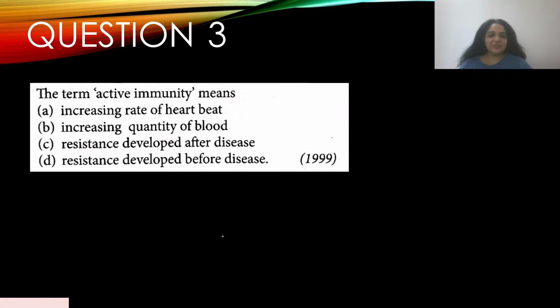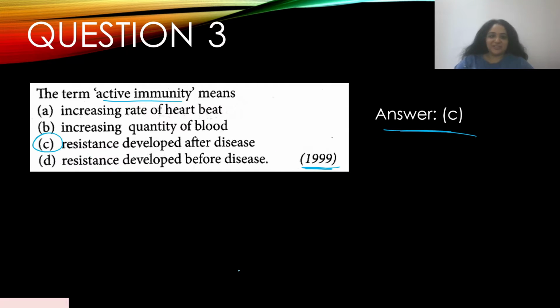Question number 3. The term active immunity means, and this appeared in the year 1999. A. Increasing rate of heartbeat. B. Increasing quantity of blood. C. Resistance developed after disease. D. Resistance developed before disease. So the term active immunity. We already discussed active immunity and passive immunity previously also. It is a resistance that is developed after the disease. So your option is C.